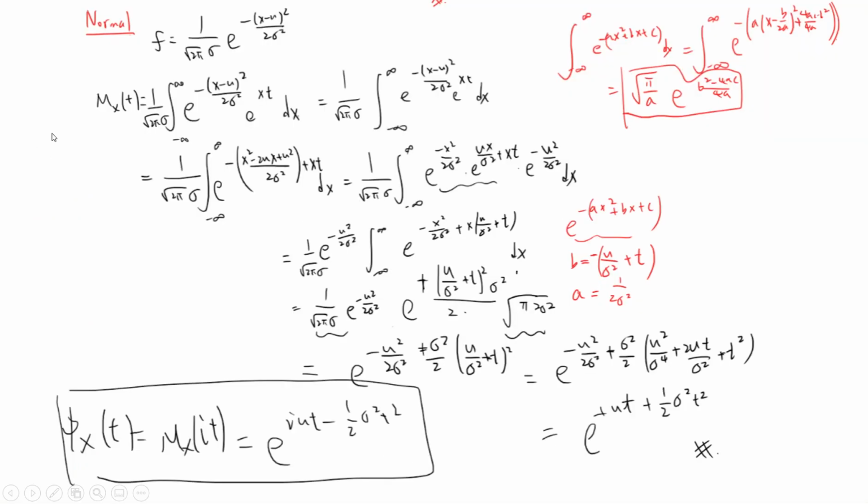Okay, so in this video, let's talk about the proof of the characteristic function and the moment generating function of the normal distribution. The normal distribution f(x) is 1 over square root 2 pi sigma times exponential of negative (x minus mu) squared divided by 2 sigma squared. Mu is the mean, sigma squared is the variance.